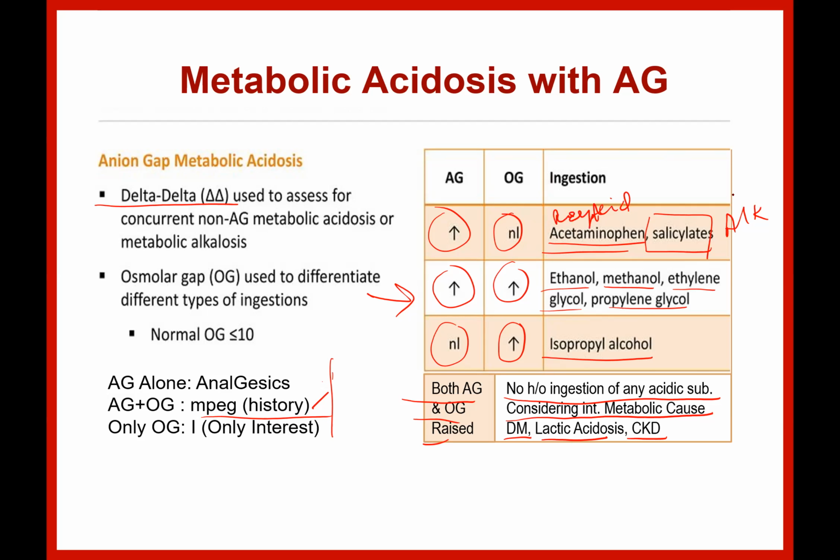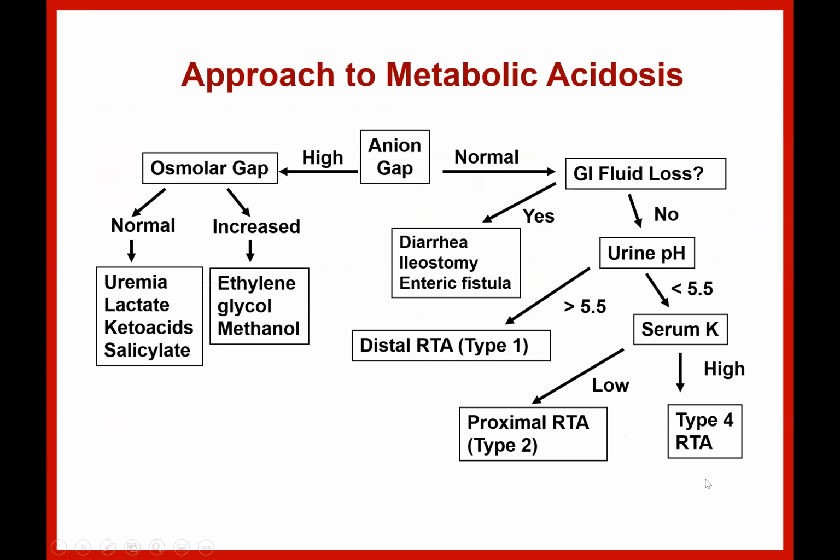We have seen an example also about that. Now, if my anion gap and delta gap are normal, but the osmotic gap alone is raised, then it is an isolated alcohol, isopropyl alcohol. Isolated isopropyl alcohol. This is how you work out the differential diagnosis using the osmotic gap. Now I am summarizing.